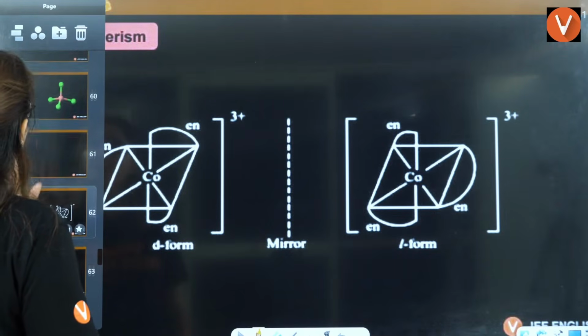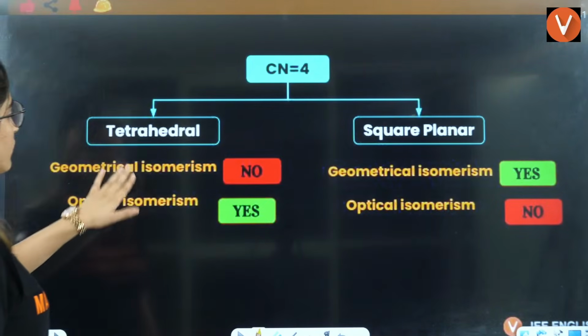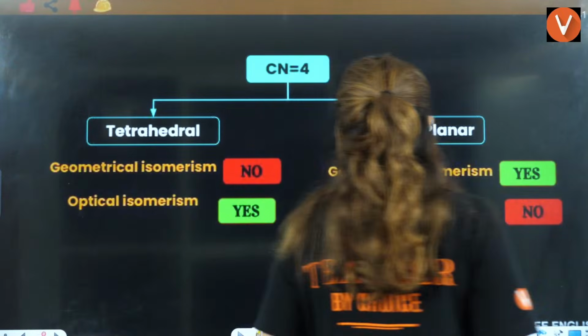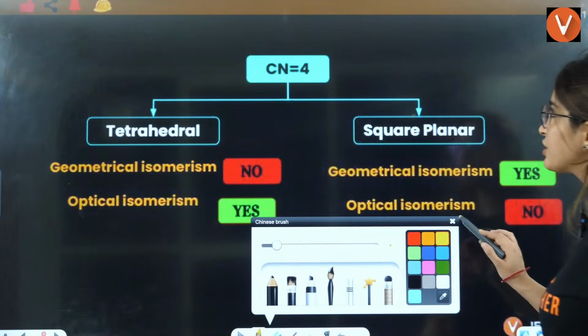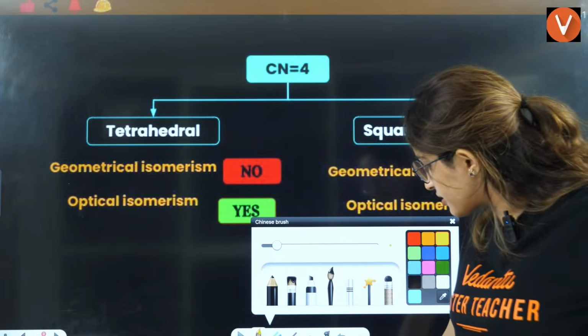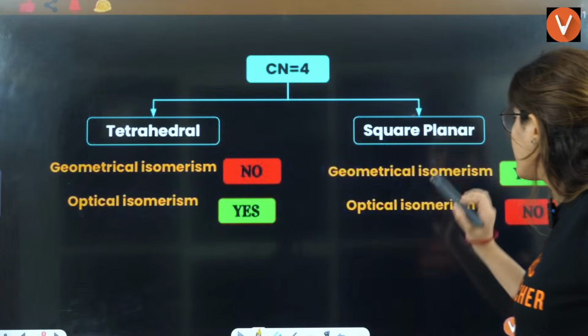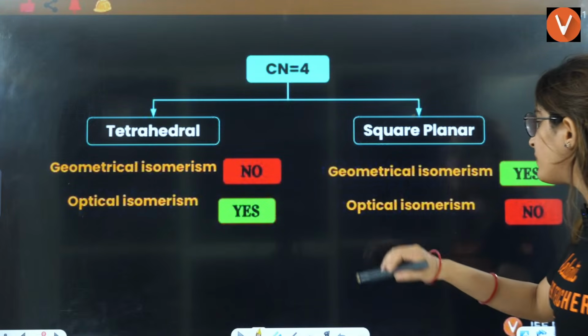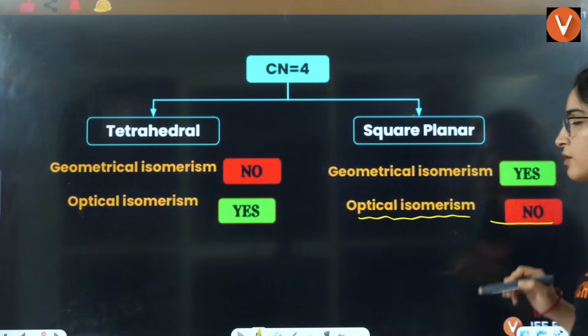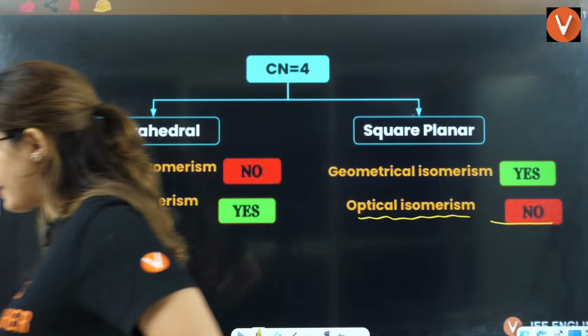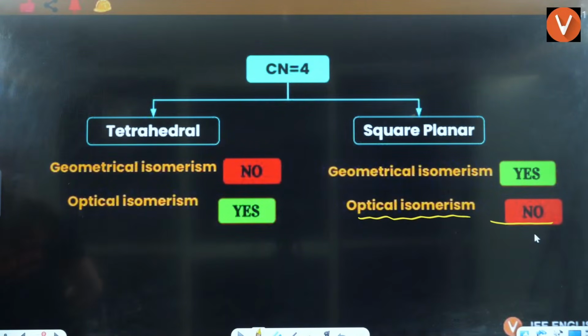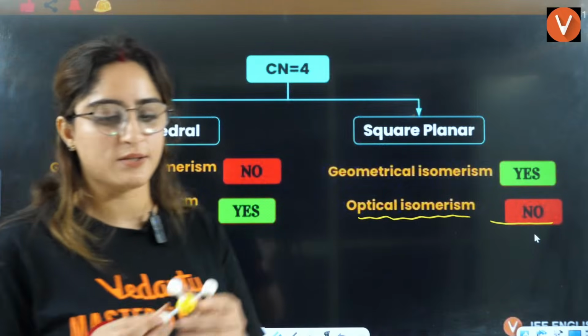Now, one very important thing is, if you talk about coordination number 4, tetrahedral is not going to show you geometrical isomerism, but square planar is not going to show you the optical isomerism. Can you tell me why? Any reason? Why is it never going to show any optical isomerism?